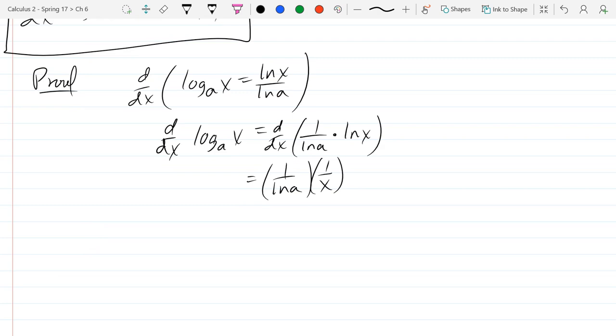So we've got two more problems. We'll do one derivative and one antiderivative. Compute the derivative of log base 10 of 3x plus 1. You just need a little chain rule here.